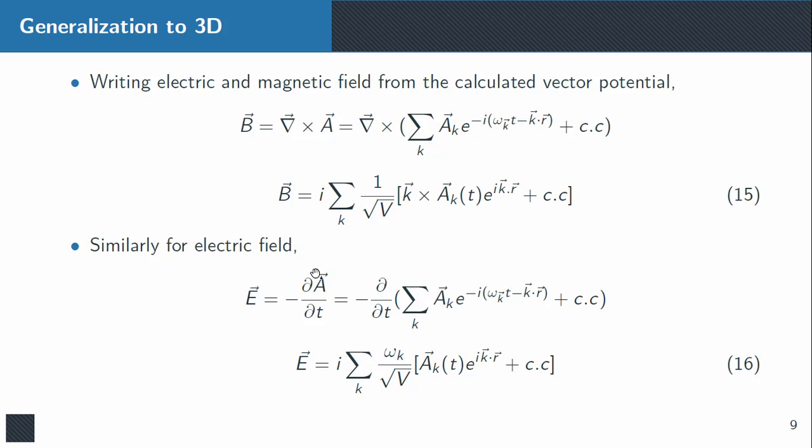Similarly, we could write the electric field as the negative of the time derivative of the vector potential, and we are ignoring here the scalar potential. So we could also write the normalized form of the electric field in that form. And we should note that we have absorbed the temporal part in the amplitude to simplify things a bit further.